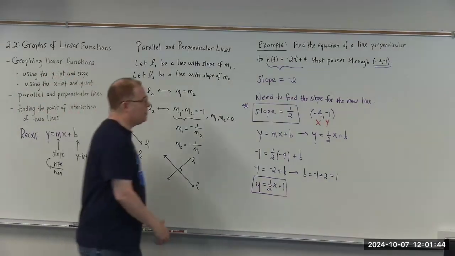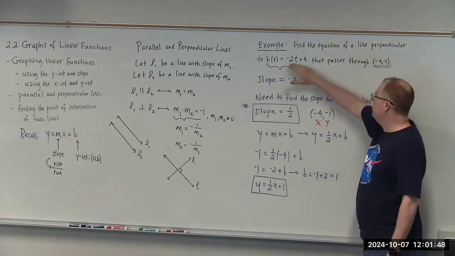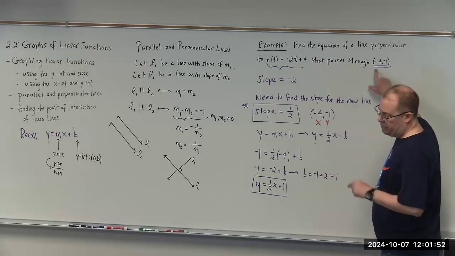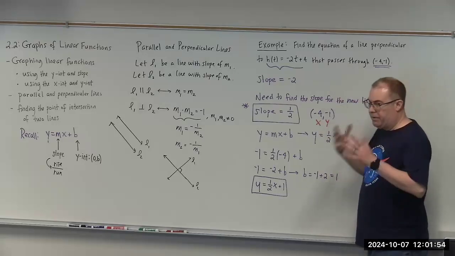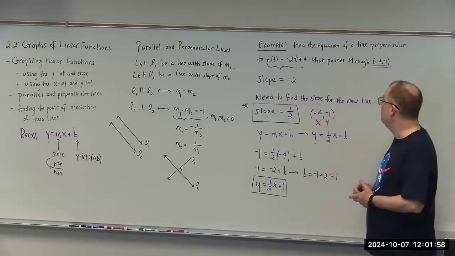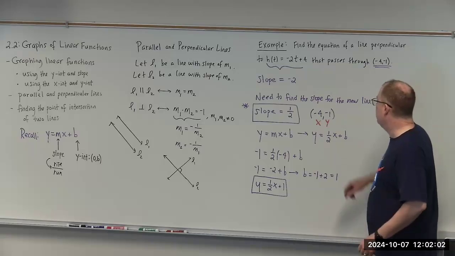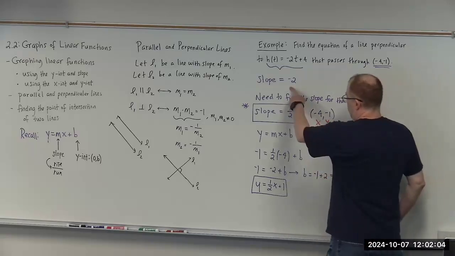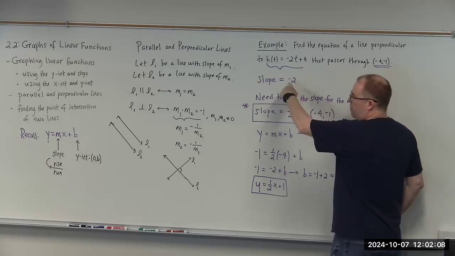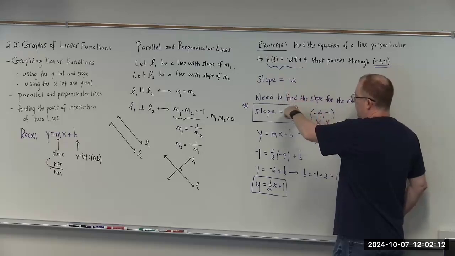So again, the way we did this: the goal is to find the equation of a line perpendicular to this one, at the same time that we want that line to pass through this given point. First, we have to figure out the slope of the new line. We take the negative reciprocal of this slope: put it over 1, and then take the negative of that.